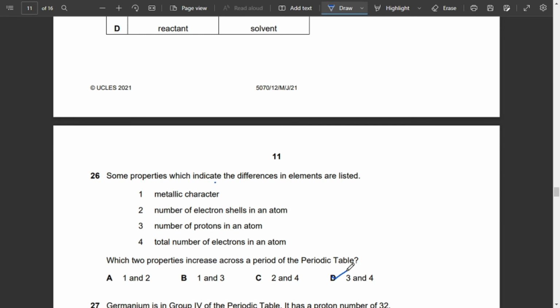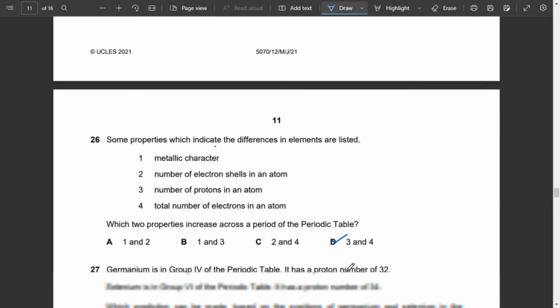So this I told you about metallic character. The number of electron shells is basically the main thing that gives the periodic table its major property. That means the one that is in period 1 is going to have only one shell. The one in 2 is going to have 2 shells. So of course it cannot be the right answer.